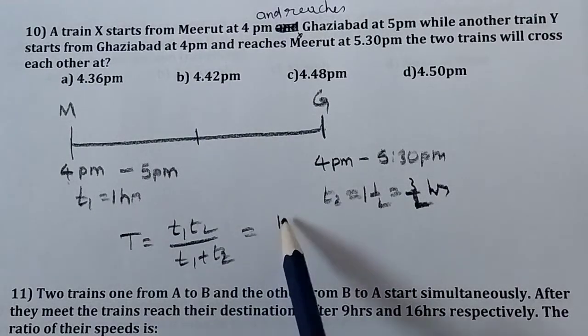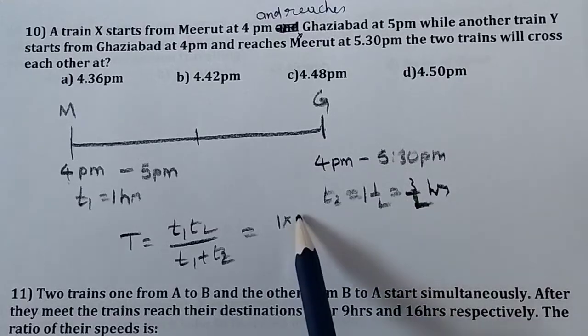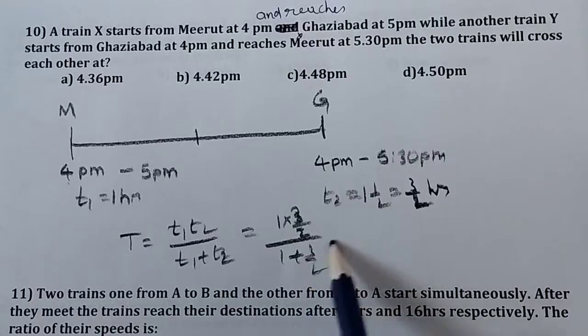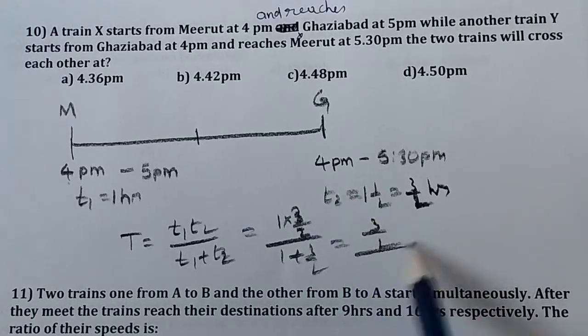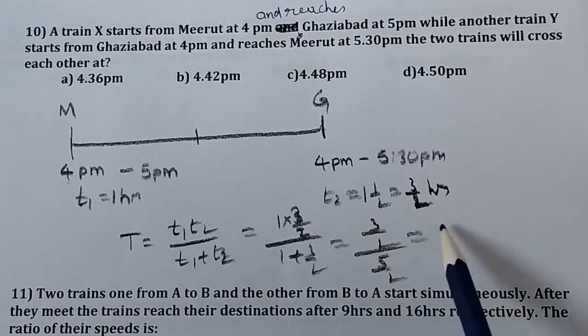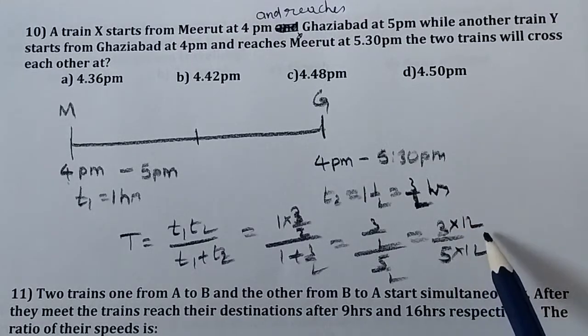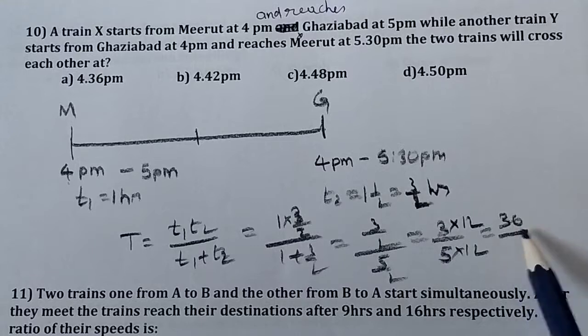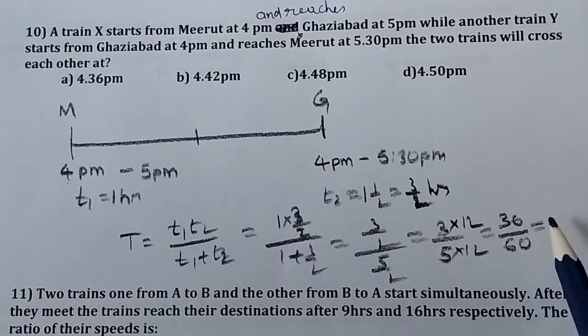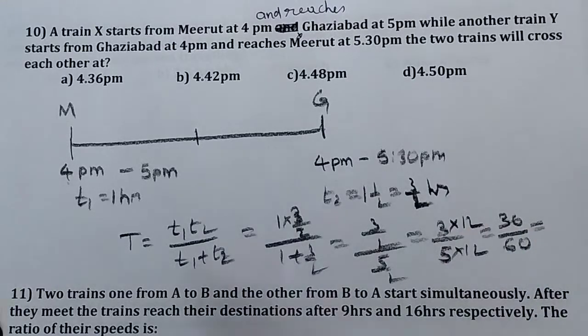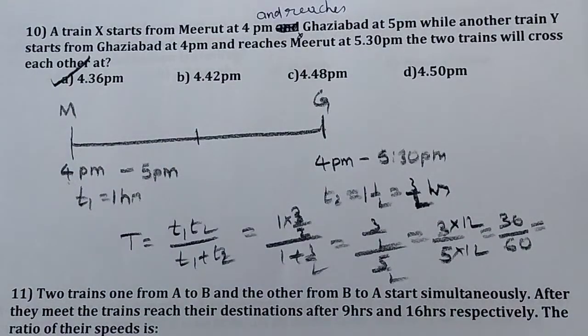So that is 1 into 3/2 divided by 1 plus 3/2. Now this is 3/2 over 5/2. Finally we get 3/5 hours. I want to convert this into minutes: 3/5 multiplied by 60 gives 36 minutes. Now the time is 4:36 p.m.